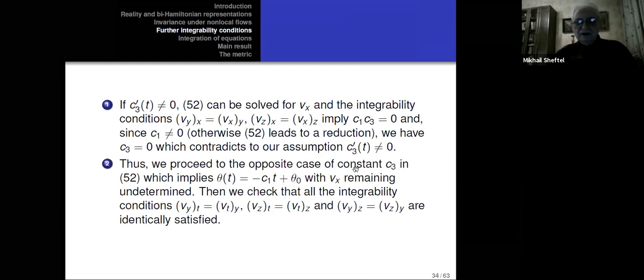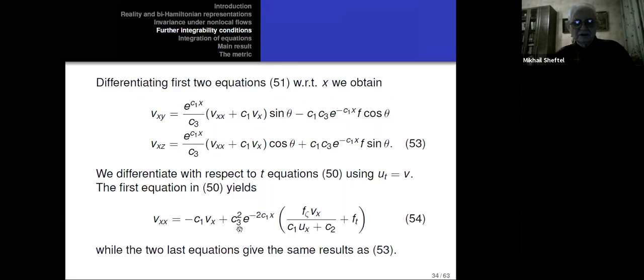Therefore, the correct one is the opposite case, when C3 prime is 0 and C3 is constant, which gives that theta of t is linear in t, and V x is undetermined at this stage. And all the integrability conditions for V are identically satisfied.